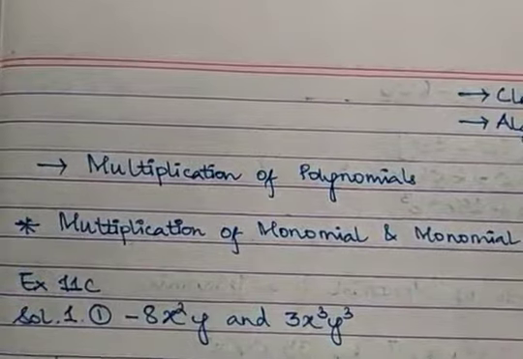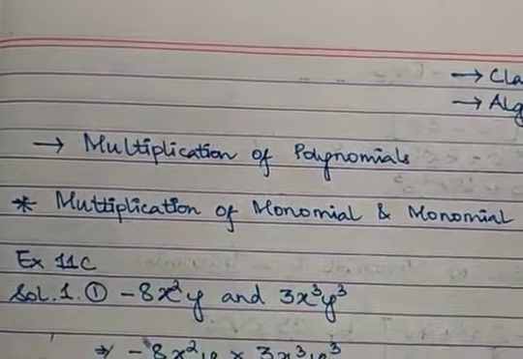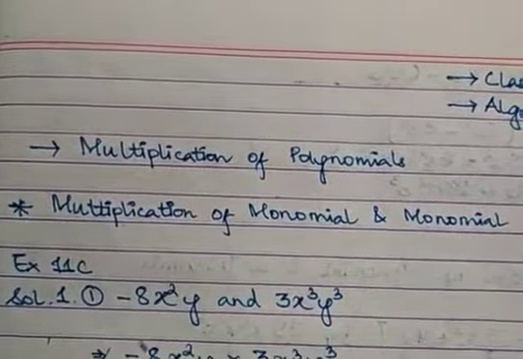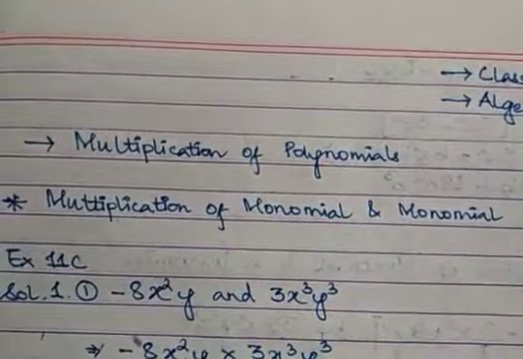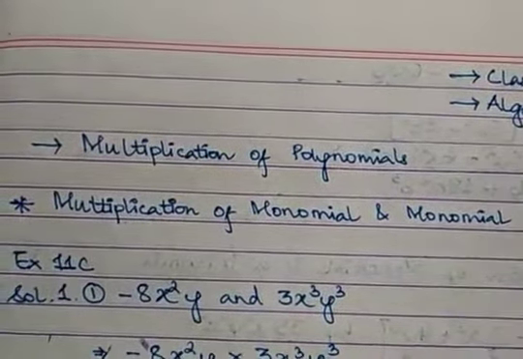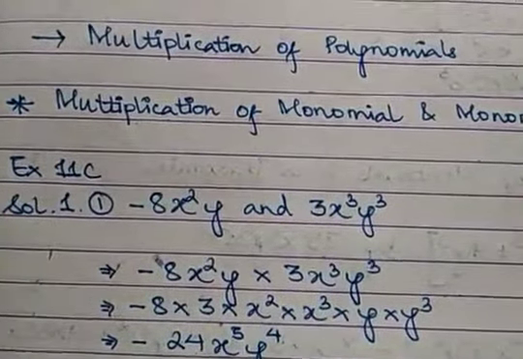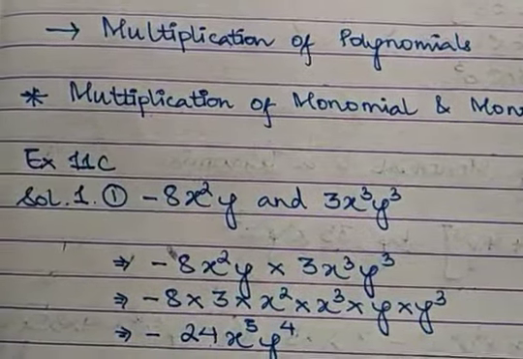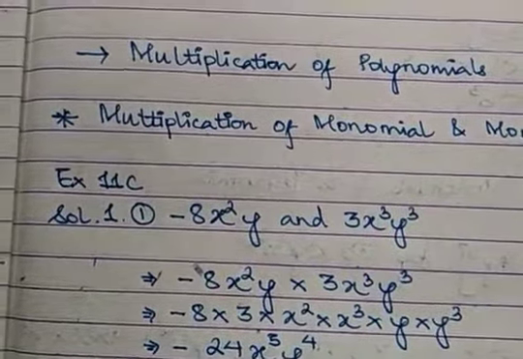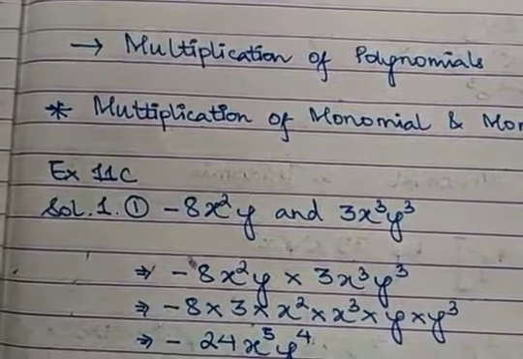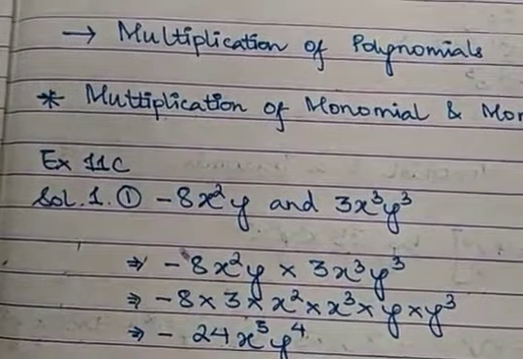So we have here multiplication of polynomials, and under the topic, first of all, we got multiplication of monomial and monomial. For those who know, monomial is a single term, isn't it? So we will be dealing with the multiplication of single and single terms. In your exercise 11C, the first question number 1 we have is minus 8x square y and 3x cube y cube. So as you know, what we are doing here is multiplication of two terms, monomial and monomial, single and single term, isn't it?